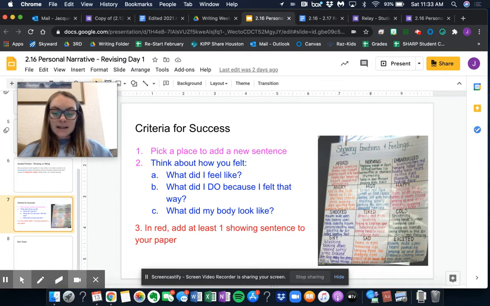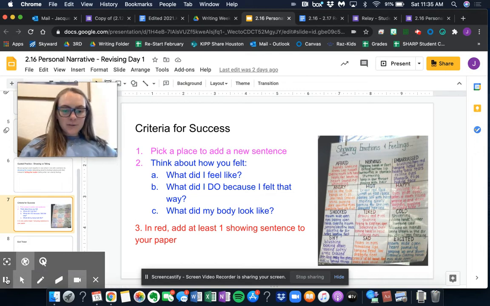Or you could be excited. So you could say, my mouth was open wide, or my heart was pounding. So these are all great showing emotions and feelings. And so make sure that if you feel a certain way, to look at the descriptions below to help you.